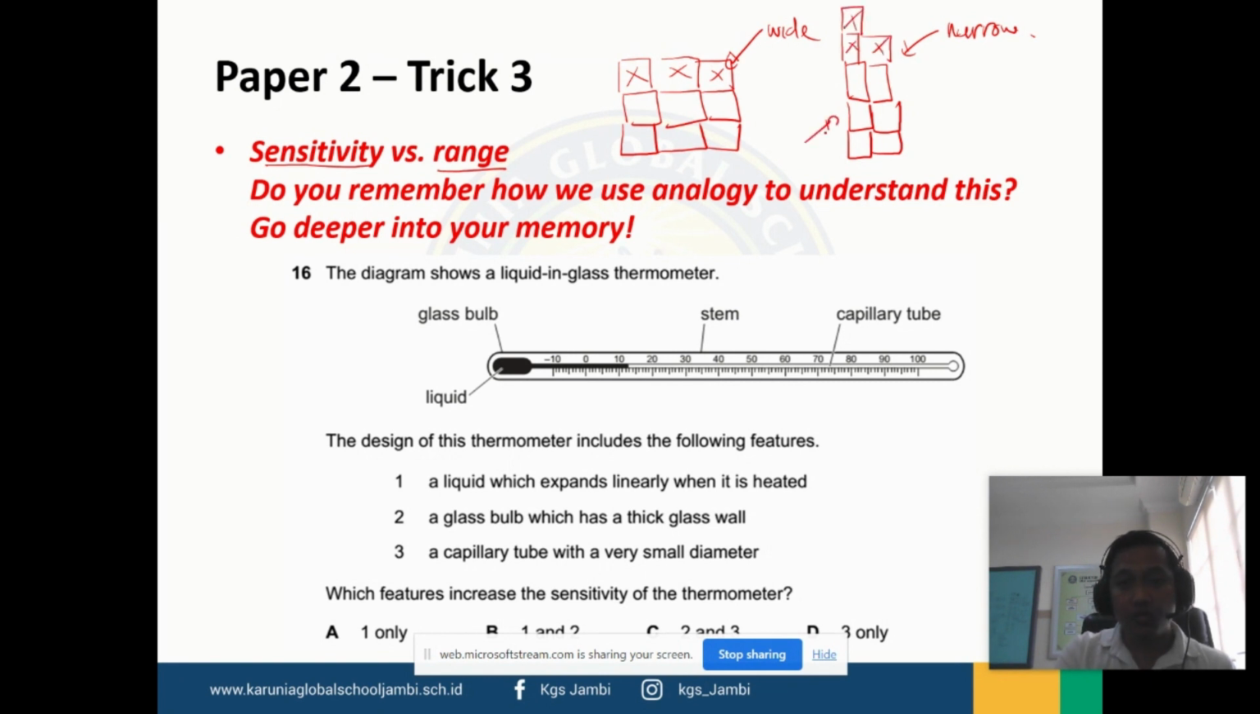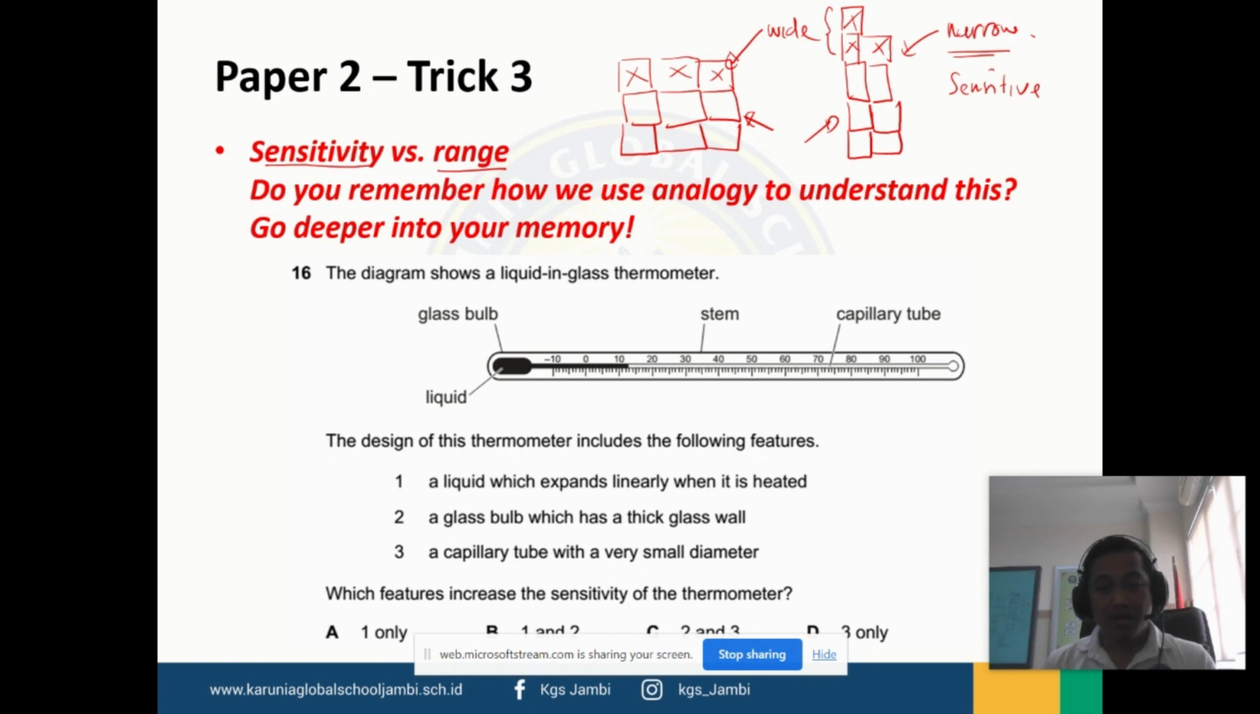You see, the narrow one, the length of the alcohol inside the tube, will increase more compared to the wide one. Okay, so that means the narrow one is much more sensitive compared to the wider one.